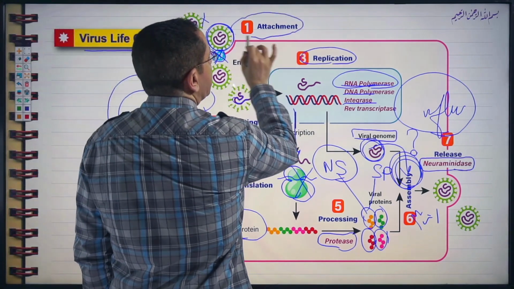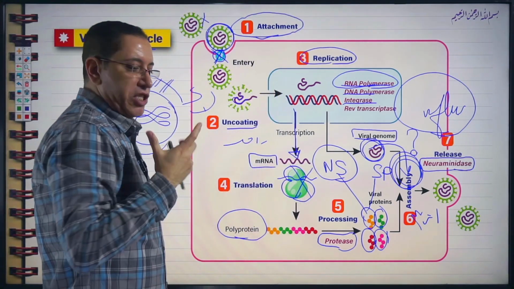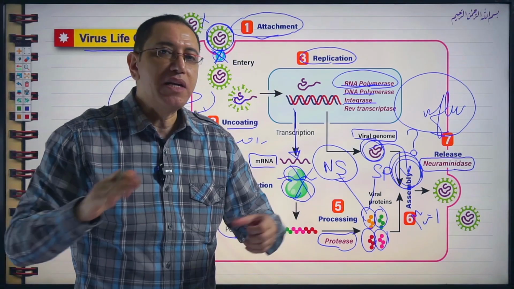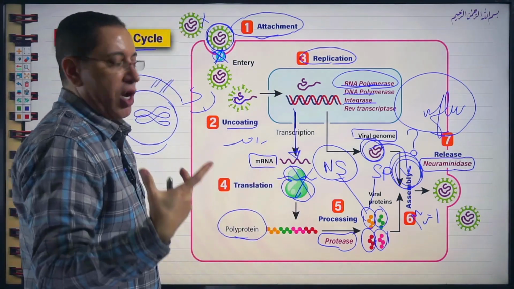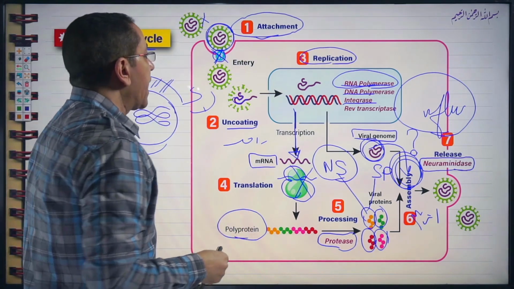You can see that some drugs act on the level of attachment, and they are not many. We don't have many drugs that act on the level of attachment. Maybe 1 or 2 drugs treating HIV, however, they are not many.